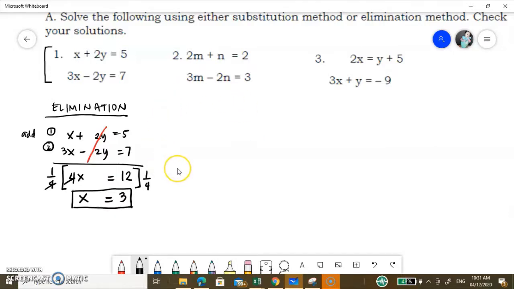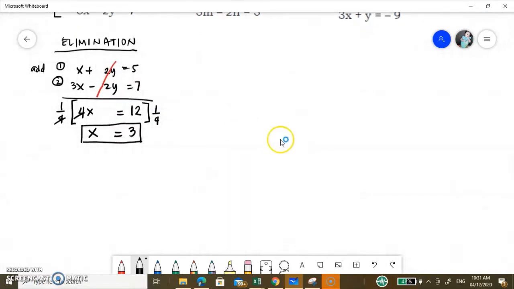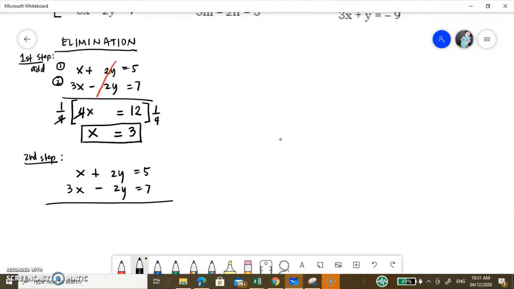Okay? So, now let us try to find the value of y. So, to find the value of y, ang kailangan naman nating ma-eliminate ay si x. Okay? So, ito ating first step, diba? Sa step 1 natin, we eliminated y. Okay? Sa step 2 natin, for our second step, in order for us to solve for y, we have to eliminate x. So, balikan natin yung system natin. x plus 2y is equal to 5. 3x minus 2y is equal to 7. How could we eliminate x?